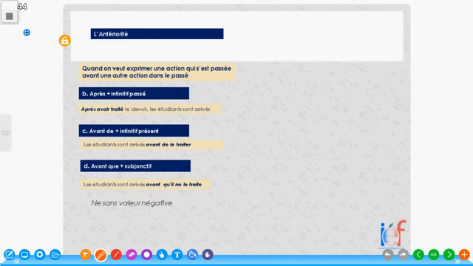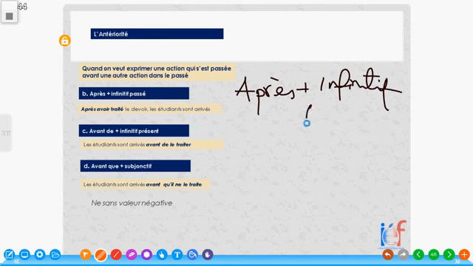Alors maintenant, je vais vous introduire à une autre manière d'exprimer l'antériorité. Premièrement, c'est le mot après plus l'infinitif passé. Qu'est-ce que ça veut dire, infinitif passé?